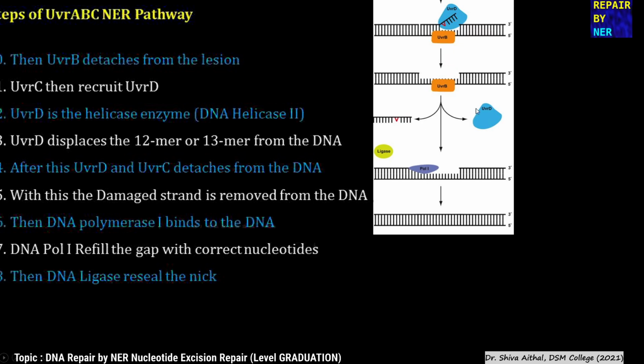UvrD is then recruited. UvrC recruits UvrD. UvrD is the helicase. UvrB and C are both removed basically. UvrD comes. UvrD is a molecule which displaces the 12 to 13 mer, that is, it removes the 12 to 13 mer from the DNA, and after this both UvrD and C are removed from the DNA.